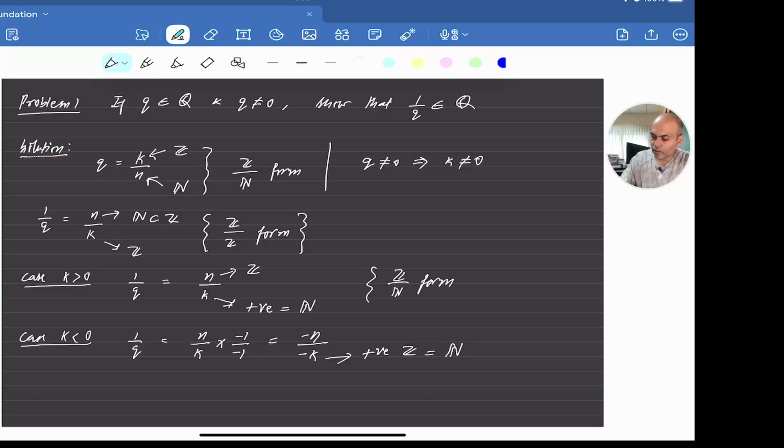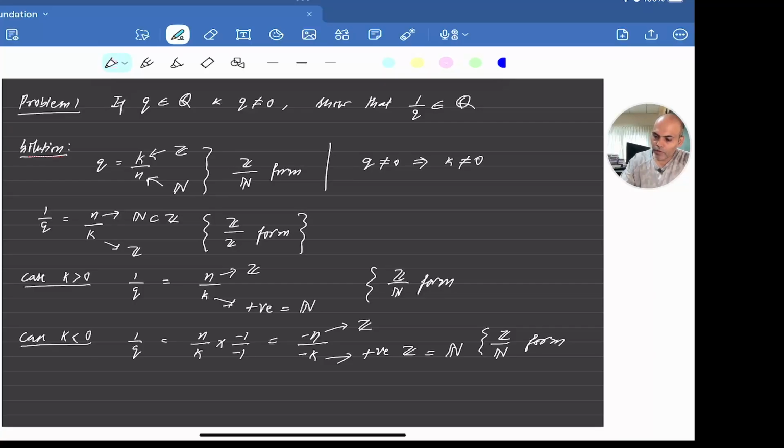and the numerator is an integer, because we know that integers take positive as well as negative values of natural numbers, and also include 0. So the numerator is an integer and the denominator is a natural number. So in this case also, when k is less than 0, 1 over q is in the z over n form.